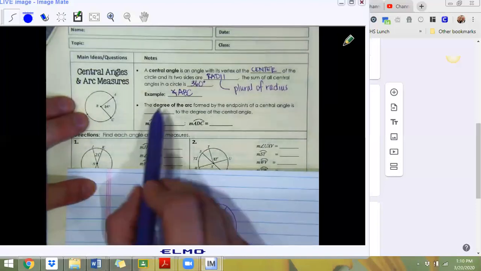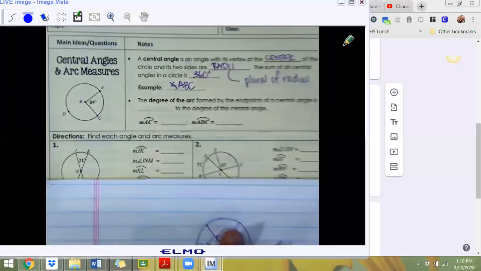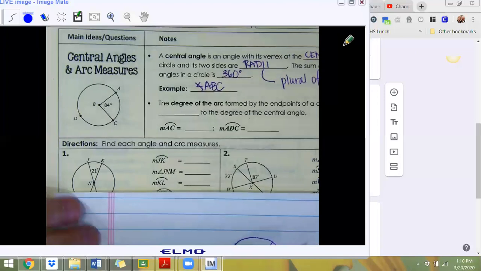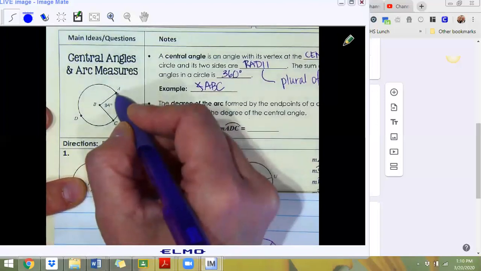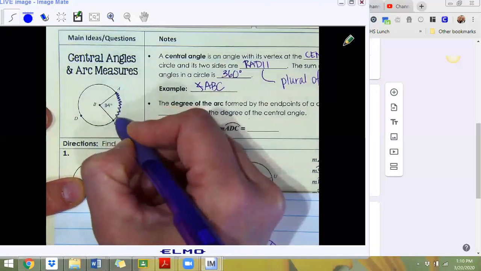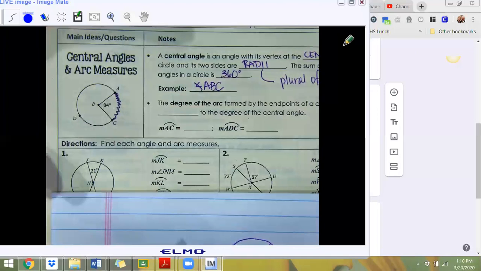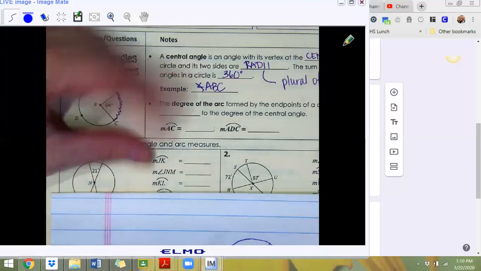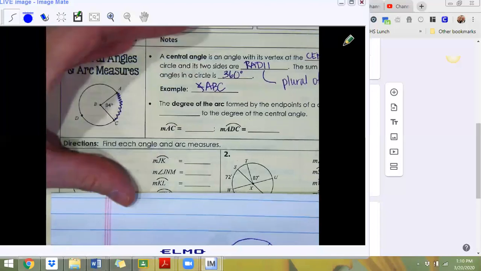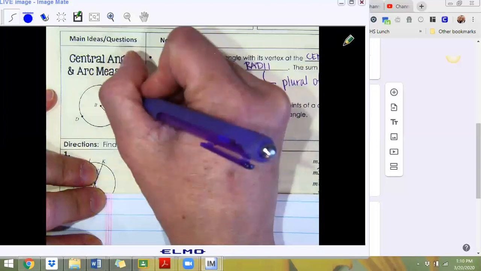Okay. So the degree of the arc. If this is the central angle, I'm going to make this bigger. If this is the central angle, then this is what is called the intercepted arc. Think of this, and I hate using this analogy, but if this is an alligator, and I close the alligator's mouth, that arc is called the intercepted arc.